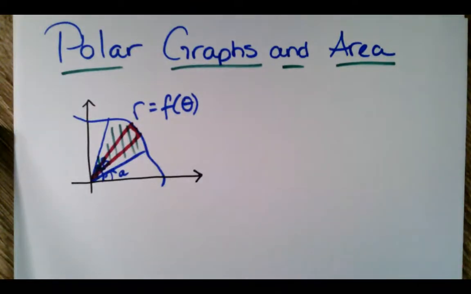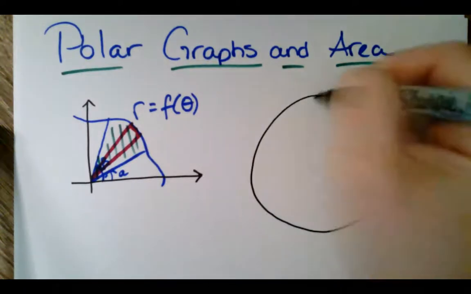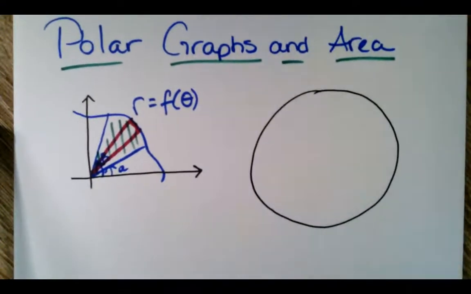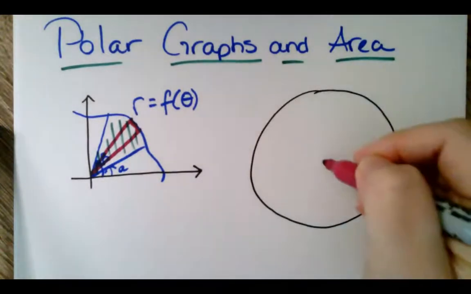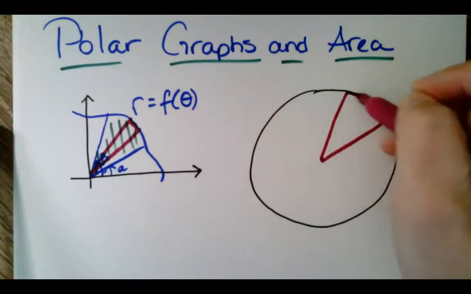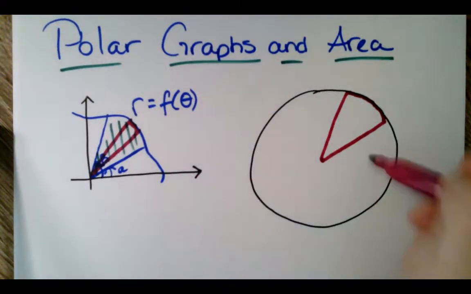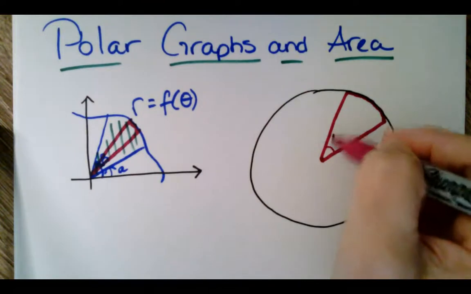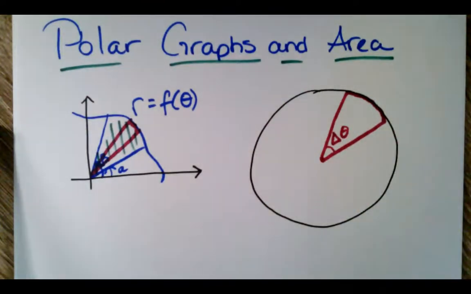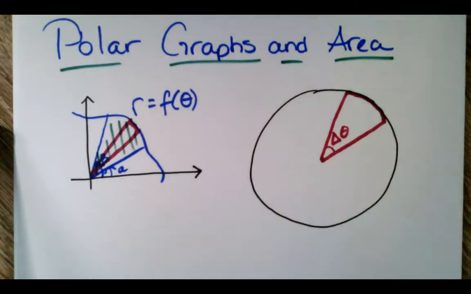So to get the formula that we're going to use for polar area, let's think about a sector. I'm going to start with a circle. It's a pretty round circle there for freehand. And I'm going to draw in a sector. A little geometry review here. I'm going to call this angle delta theta, a change in theta, whatever the change is from this angle to this angle.